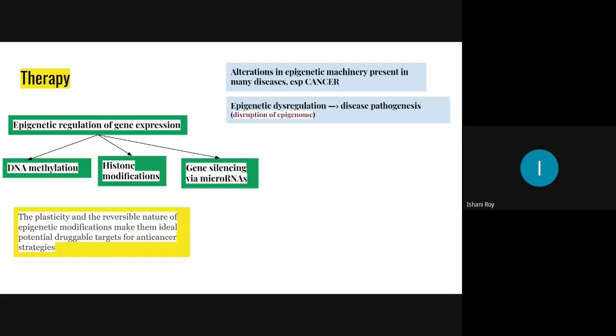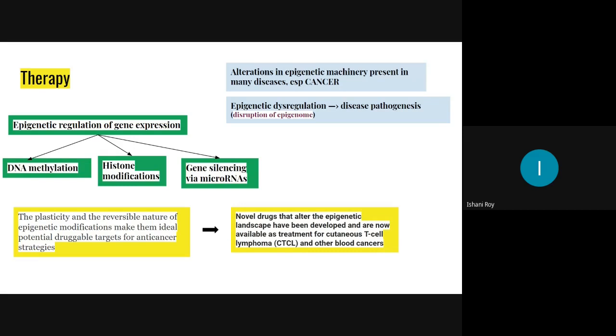So this principle has been used to develop several anti-cancer drugs, and some of them have been developed for cutaneous T-cell lymphoma and many other blood cancers, and they are also being looked into for other dermatological diseases like skin cancers and even other skin diseases. So let's talk a little bit more about these epi drugs.